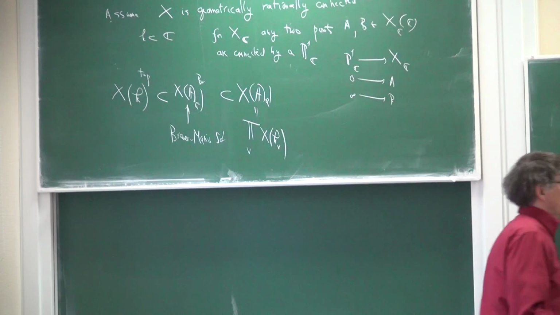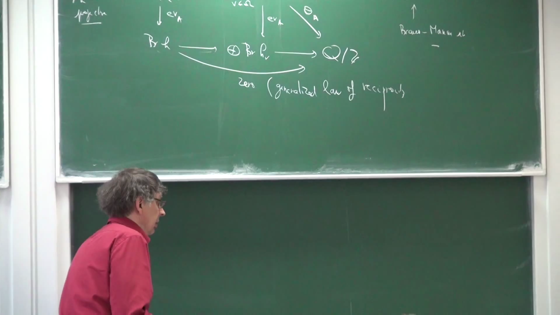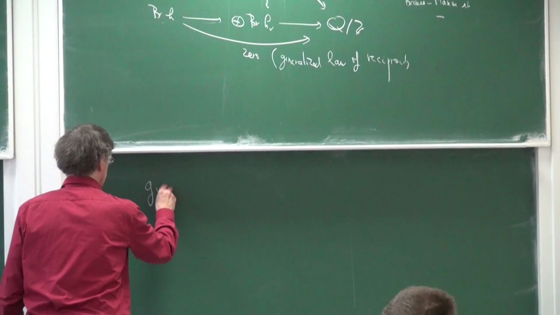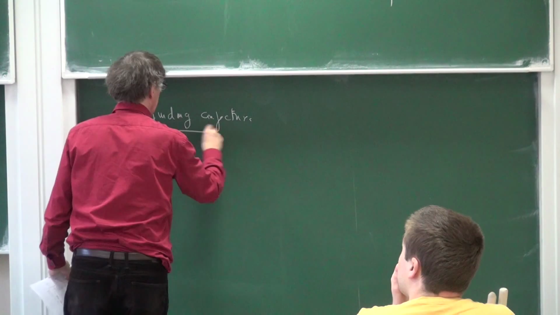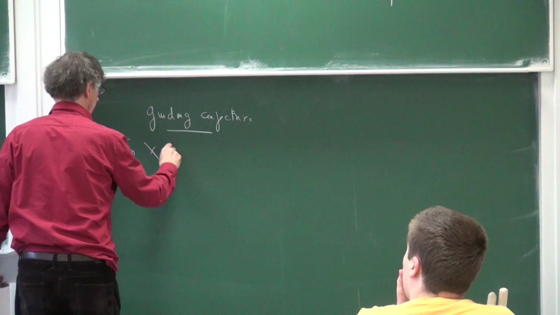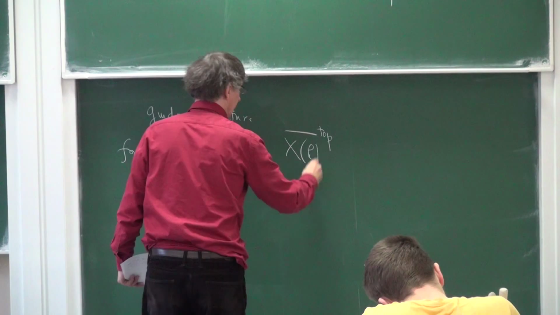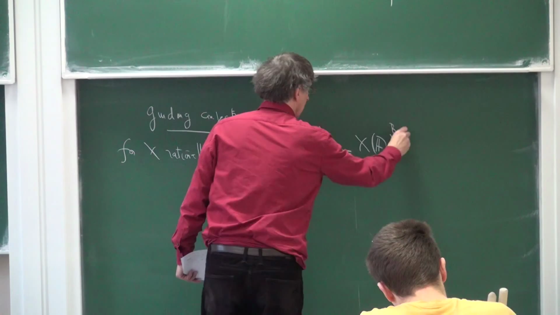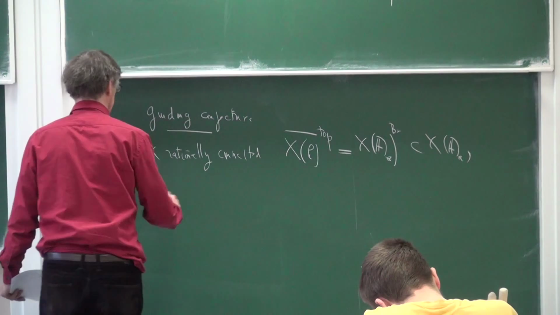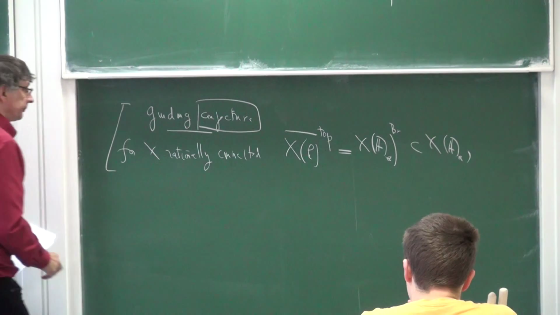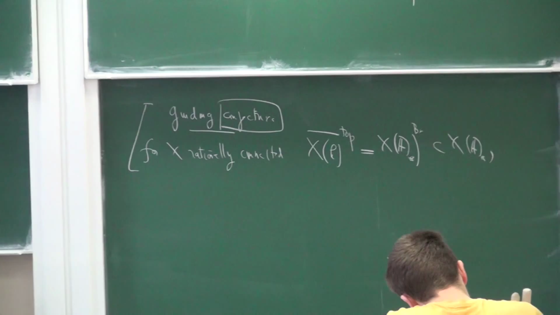Okay? And so there's this sort of guiding conjecture. Sorry, I'm just repeating things I did last time, which is that for X rationally connected, there's a coincidence between the closure of the set of rational points and the Brauer-Manin set. So that's the conjecture, which is supported by some evidence, but not an infinite amount of evidence. We'll see more about the evidence later.